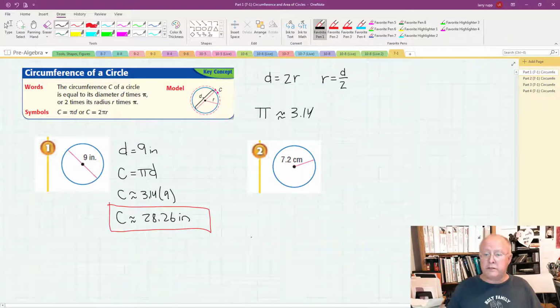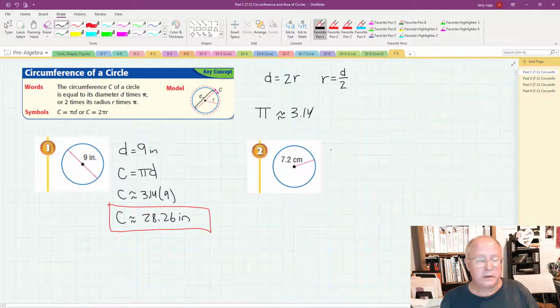All right, so let's do this second example right here. And this again says, find the circumference. The circumference is equal to, well, in this case, what do we have? We don't have the diameter anymore. What do we have here? This is called the radius. Yay! So R is equal to 7.2 centimeters.